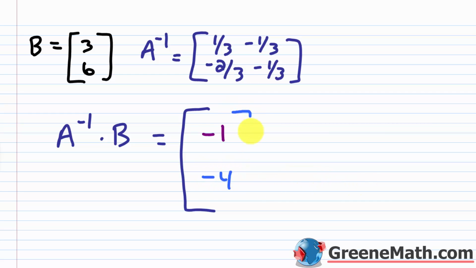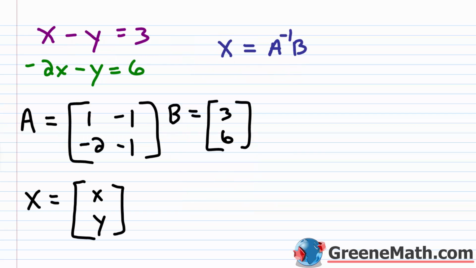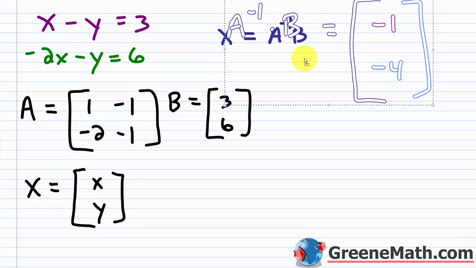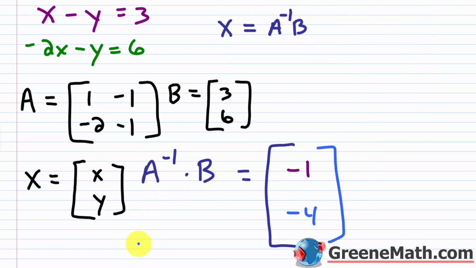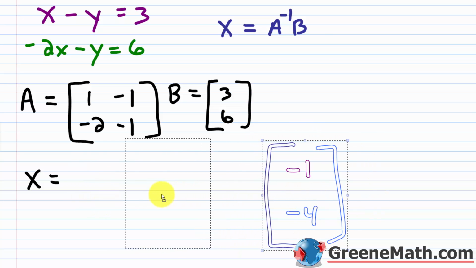So we found our solution. We know x is -1 and y is -4. So let's go ahead and copy this real quick. Just go back up and prove that to you real fast. So let me just paste this in here real quick. So we know that A inverse times B is x. So let me erase this and I'll just slide this down. Okay, so we can record our solution.